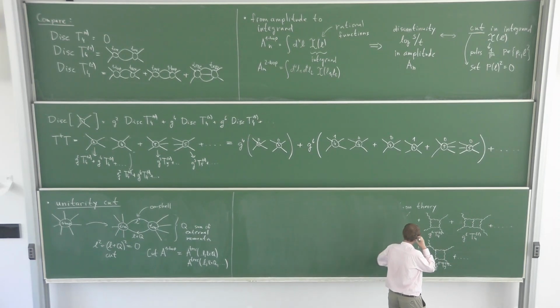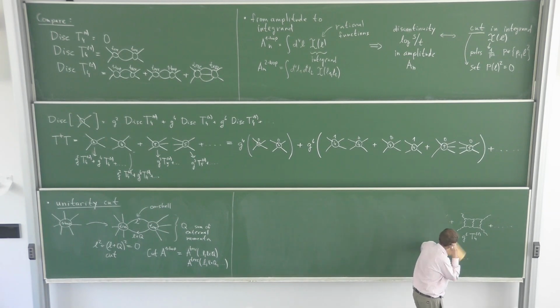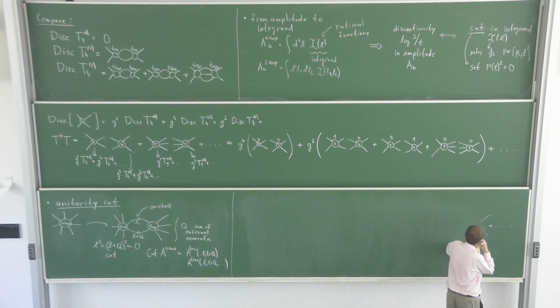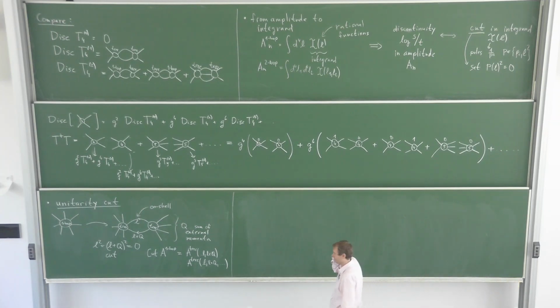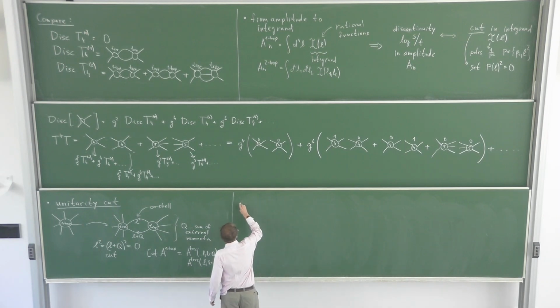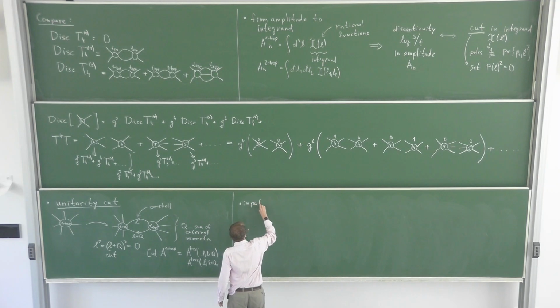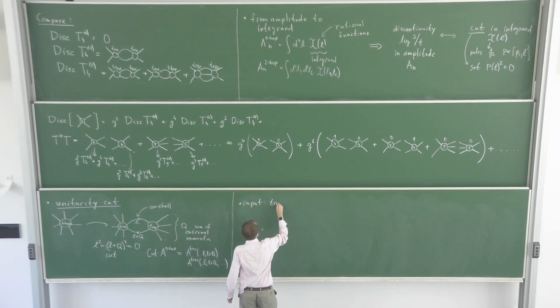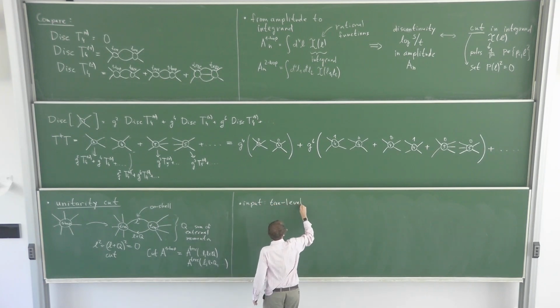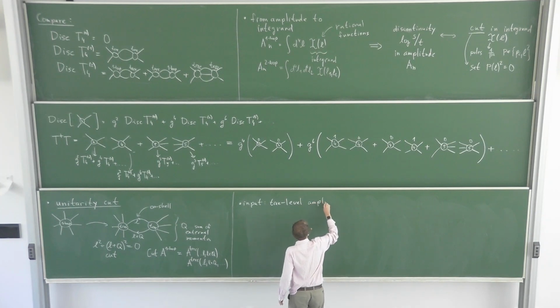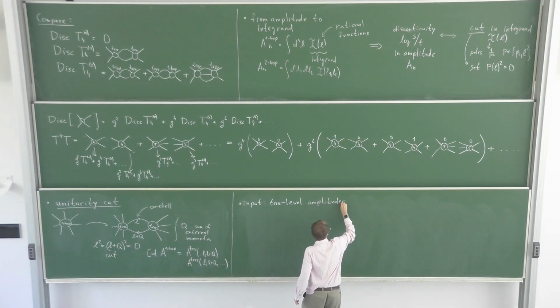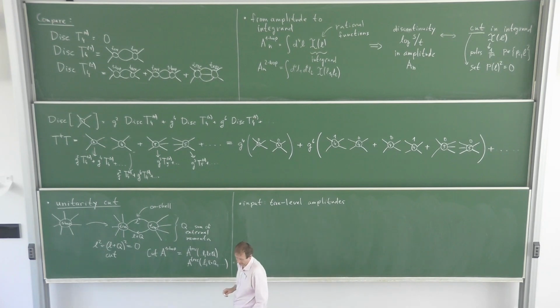So what we here take for granted is that we can calculate these tree-level amplitudes. This is our input. So for example, using the recursion relations or some other methods, but the input into these calculations is the tree-level amplitude, or any tree-level amplitude that we might need. And the thing that we would like to do is to calculate this one loop integrand, okay?